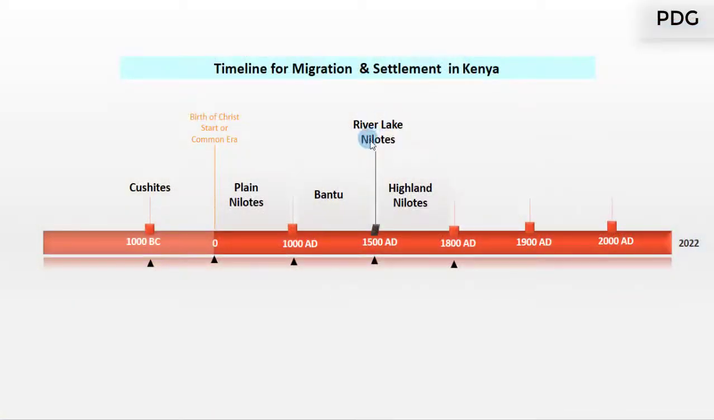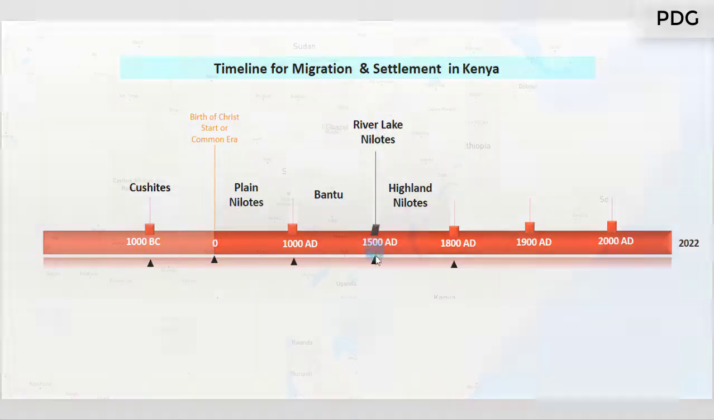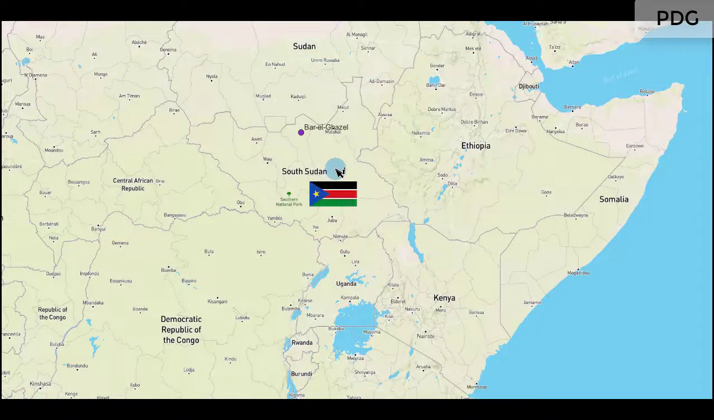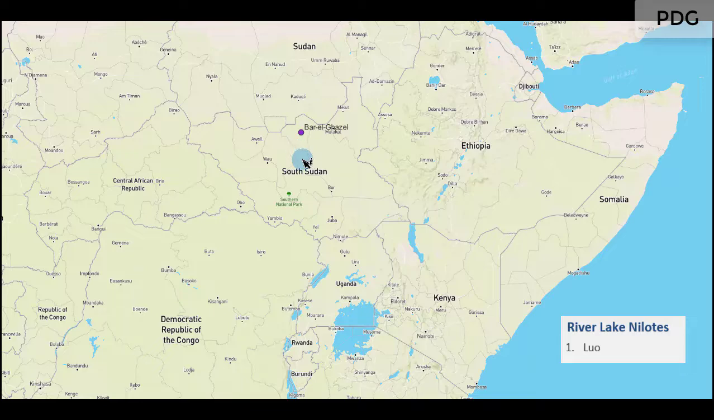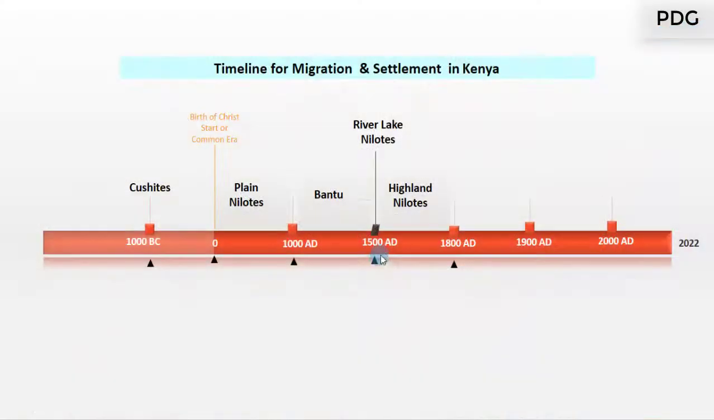The third group of Nilotes, the River Lake Nilotes or the Luos, are believed to have originated from the southern Sudan in the region of Bahr el Ghazal. Later they split into three main groups. Finally, some groups settled at various parts of Nyanza in Kenya. They arrived in Kenya at around 1500 AD.